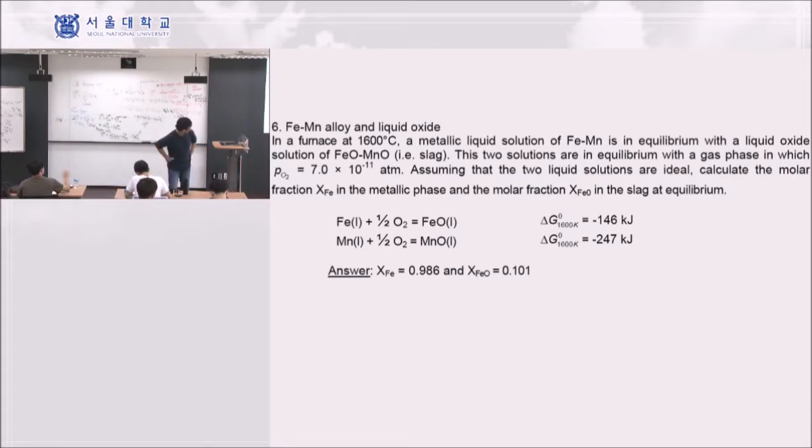Now we have the iron manganese alloys, and in the furnace, we put this liquid iron manganese alloy into the furnace. And liquid oxide, FeO, MnO, is forming on top of this liquid metal. And these two solutions are in equilibrium with the gas phase, in which the partial pressure of O2 is 7.0 times 10 to the minus 11 atm. Assuming that the two liquid solutions, the metallic solution and the oxide solution, are both ideal solutions, calculate the mole fraction of iron in the metallic phase and the mole fraction of FeO in the oxide phase, and the oxide phase we call slag. This is not very complex.